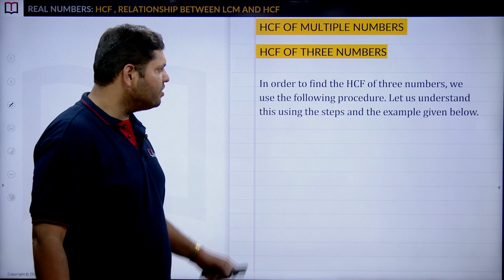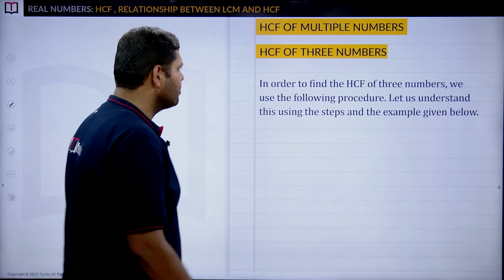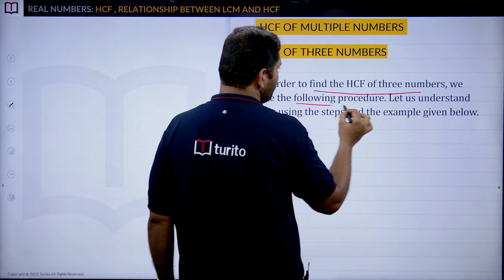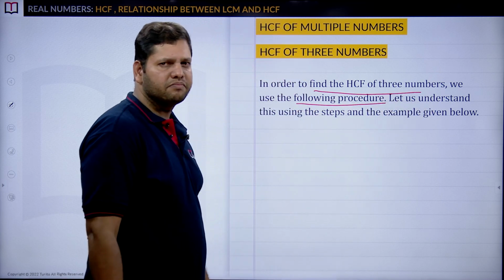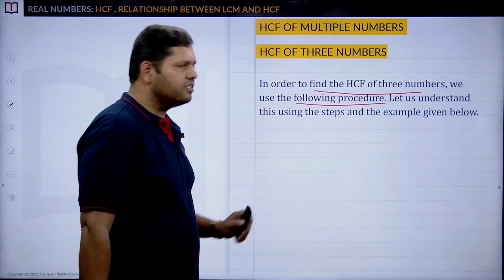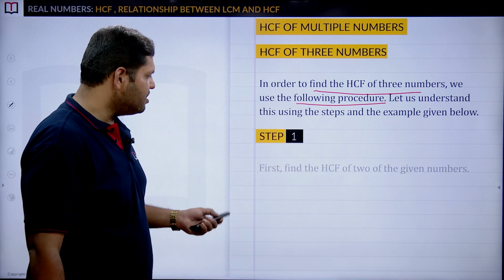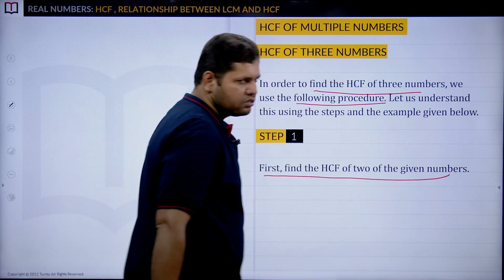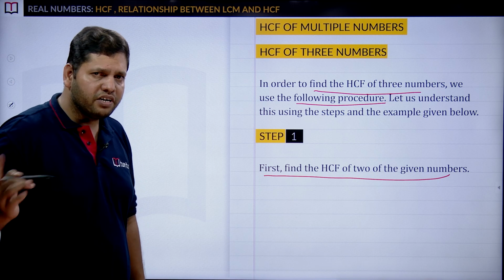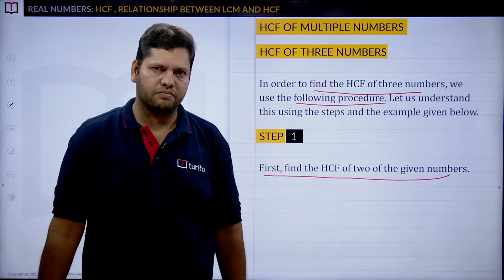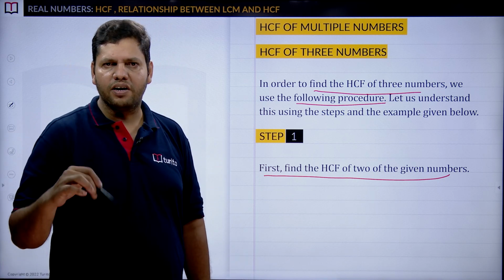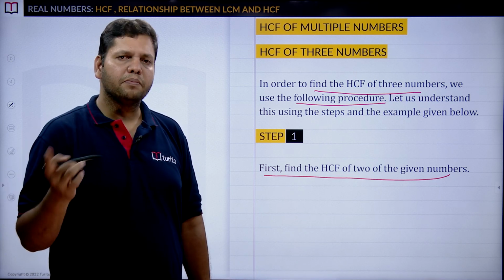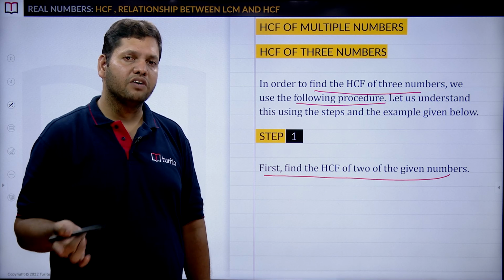Then how can we find the HCF of 3 numbers? Listen here. In order to find the HCF of 3 numbers, we use the following procedure. Same again, so let us understand the steps one by one. What is step number 1? First find the HCF of any 2 given numbers. Children, out of 3 numbers you can select any 2 numbers. My suggestion is go for the largest number and the smallest number.